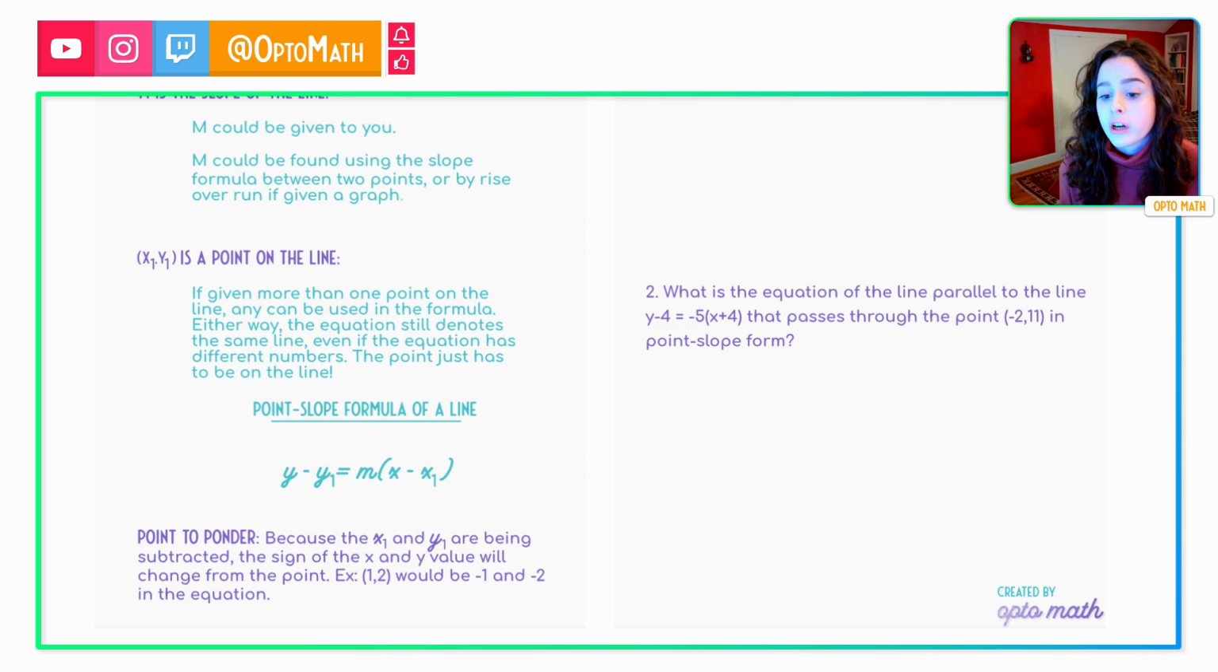Here's a little point to ponder for us. Notice that our equation is y minus y1, so y minus the y coordinate, and it equals m, which is the slope, times the quantity, so times all of x minus x1, which would be x minus the x coordinate of your point. Because it's got a minus on your point coordinates, that means that whatever your point is, it's going to swap signs when it goes into your formula. So if your point is 1, 2, then it's going to be -1 and -2 in the equation. So just keep that in mind when you're working problems with point slope.